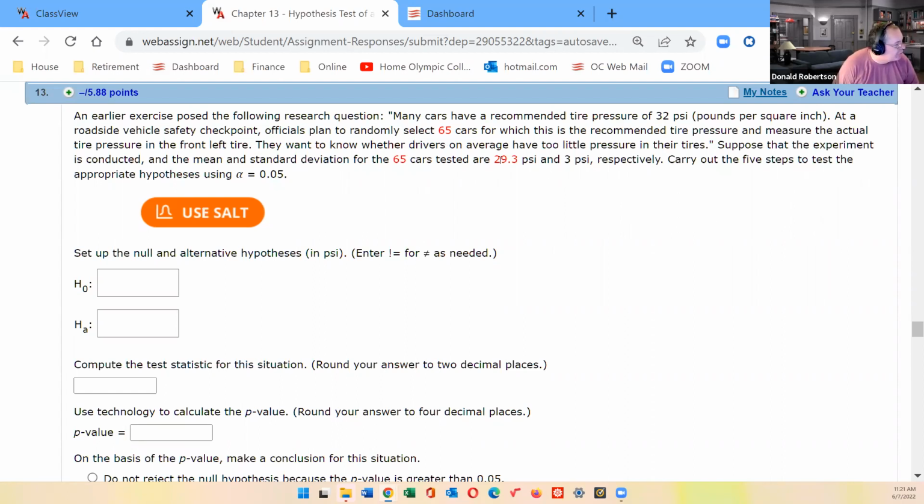They wanted to know whether drivers on average have too little pressure, right? So they want to prove that it's less than 32. And suppose it's conducted and the mean was 29.3 and the standard deviation was 3. So write that down. Okay, I got all the numbers now. In this story, you might have to go back a couple of times if you miss something. I might end up doing it myself.